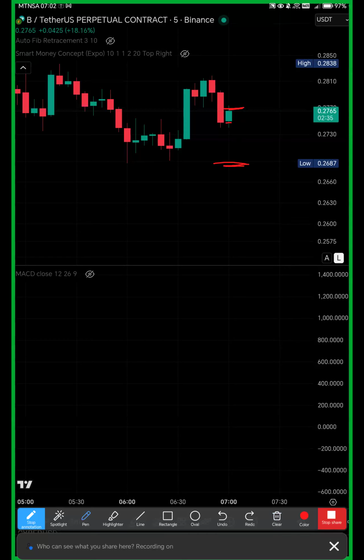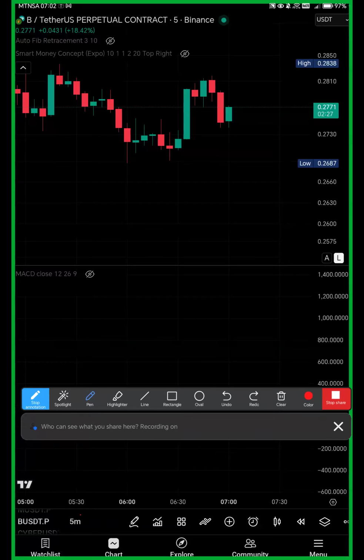As you can see, this is a 5 minutes candle. This one that you are seeing here, it is a 5 minutes candle, meaning this candle will only take 5 minutes. After that, it will close. Another one will come. So this is what we call a trade session.